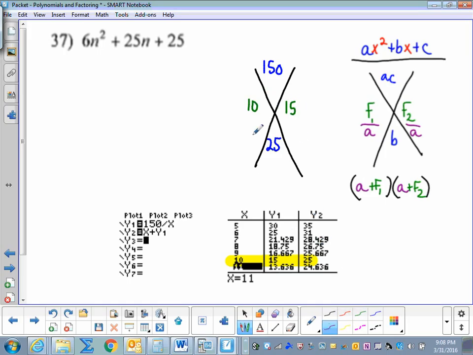Now we're going to divide by the leading coefficient of 6, and we're going to reduce. And now we're going to write our factors: 3x plus 5 and 2x plus 5.